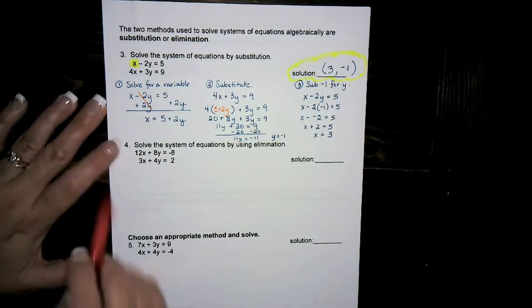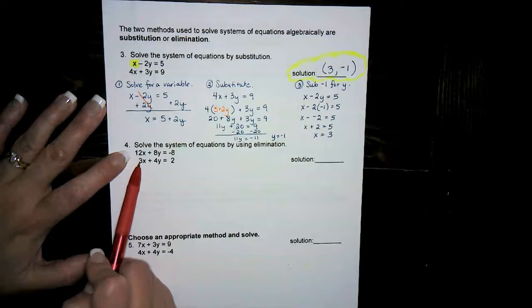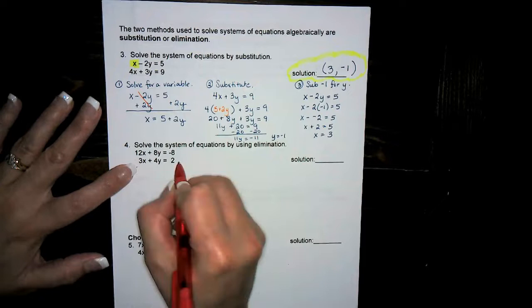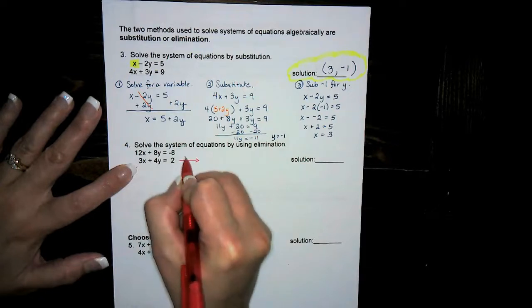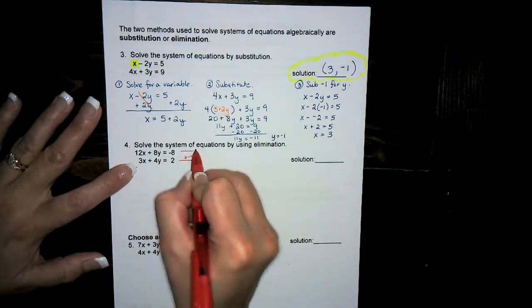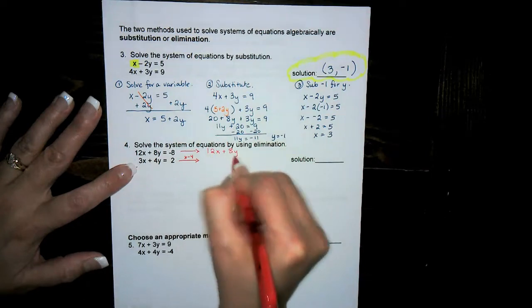Now, in order to eliminate x, I need both of these to be the same, but I need one to be positive and one to be negative. So I think I can get this one to be a 12 if I'll multiply this second equation by negative 4. Remember, one of them needs to be positive, one of them needs to be negative. I'm going to leave the first equation alone. I'm not going to do anything with it.